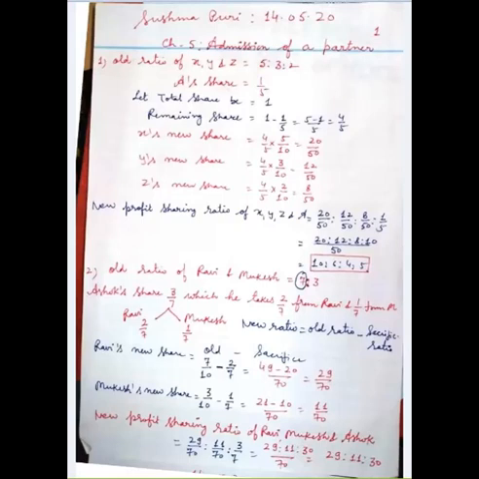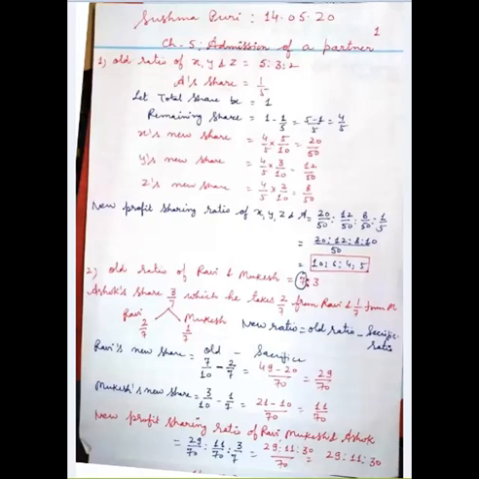So we are going to discuss number one adjustment, change in profit sharing ratio. In that you need to calculate the new profit sharing ratio and sacrificing ratio. See page number 5.86 and question number first.